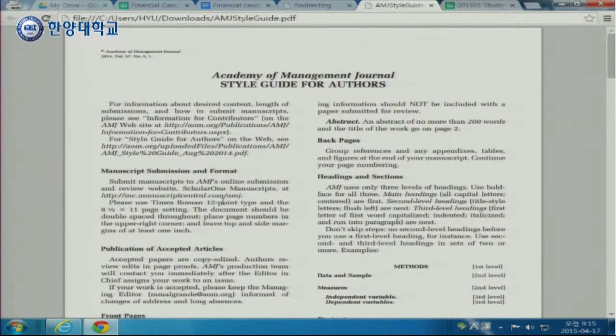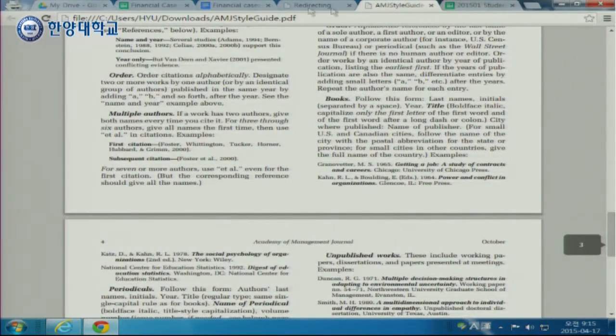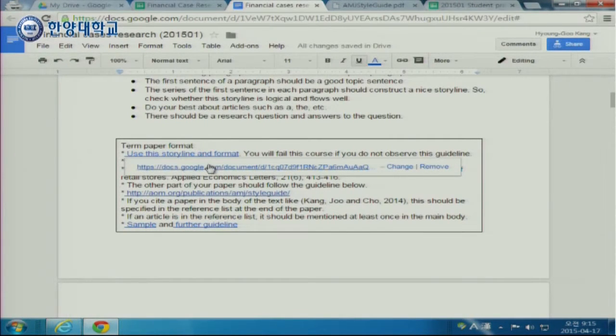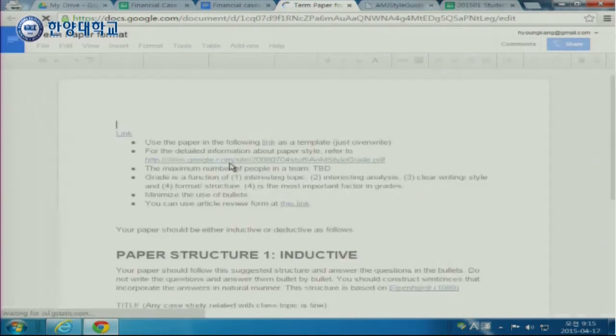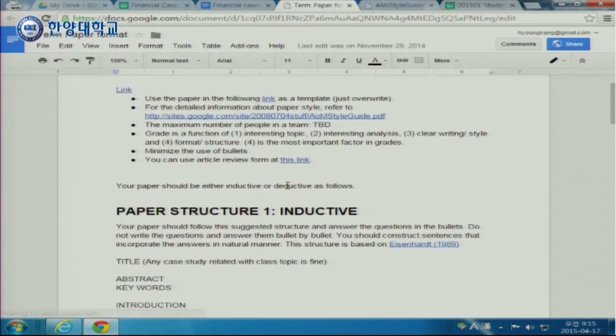Use Times New Roman, 12-point type and letters. And then, yes, paper size is letters. Double spaced throughout, and a page number in the upper right corner. Leave top and side margin at least 1 inch. Okay, so this is the format. And about storyline, okay, this is term paper format.